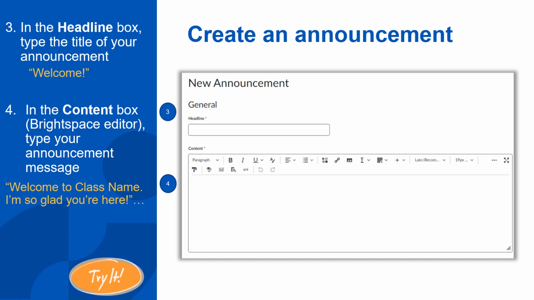On the next slide, we will talk more in depth about the formatting tools available on the Brightspace editor, which is the text box you see here. Pause the video now and take a moment to type your first announcement to your class. You don't have to publish it yet, as we will talk about the other settings in a moment.